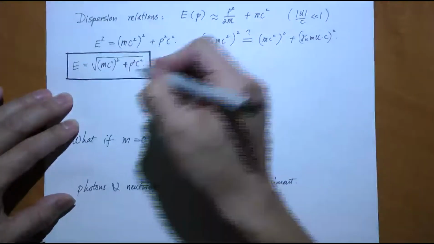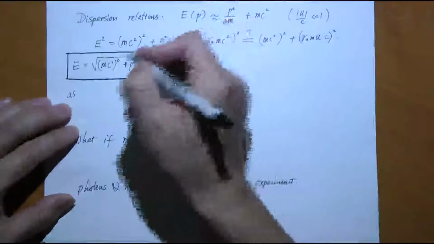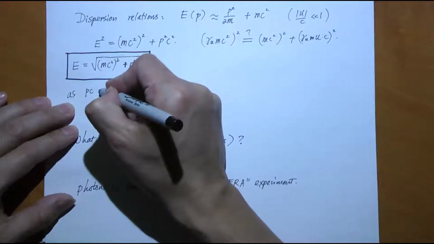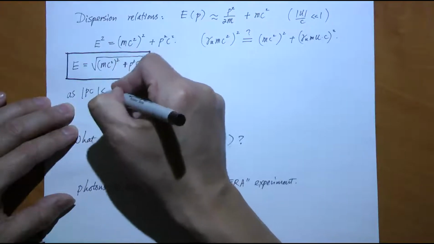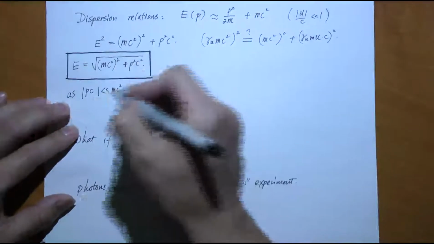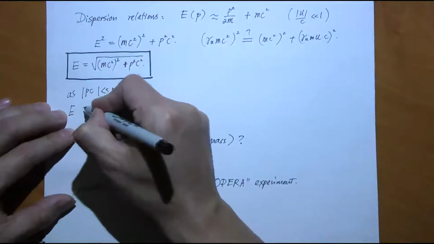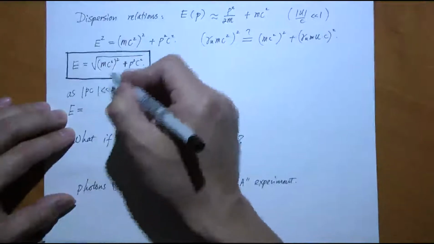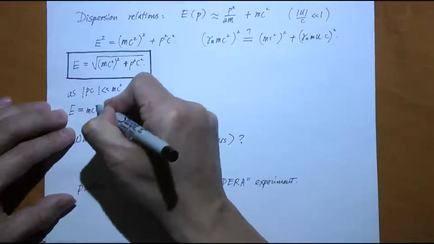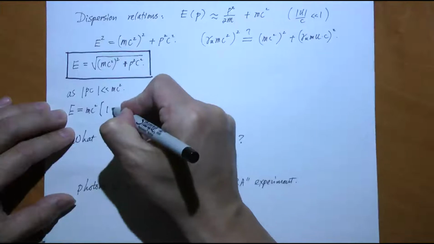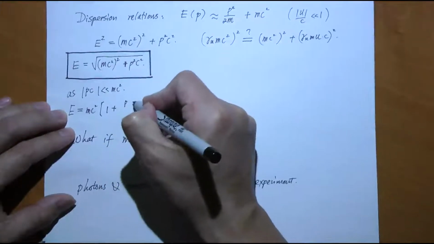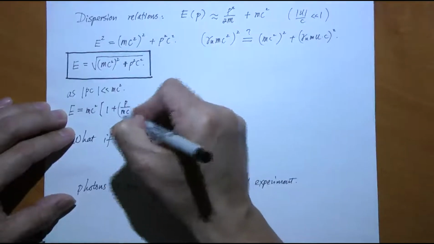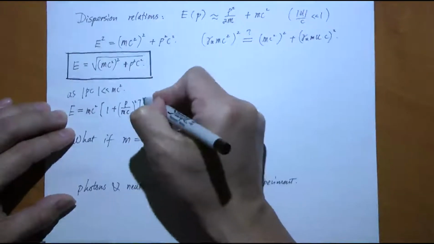Okay, so as pc is far less than mc squared, then what is E equal to? Well, I can take that mc squared out of the square root. So this is mc squared. What's left is 1 plus (pc over mc squared), or (p over mc), squared, to the power 1/2.